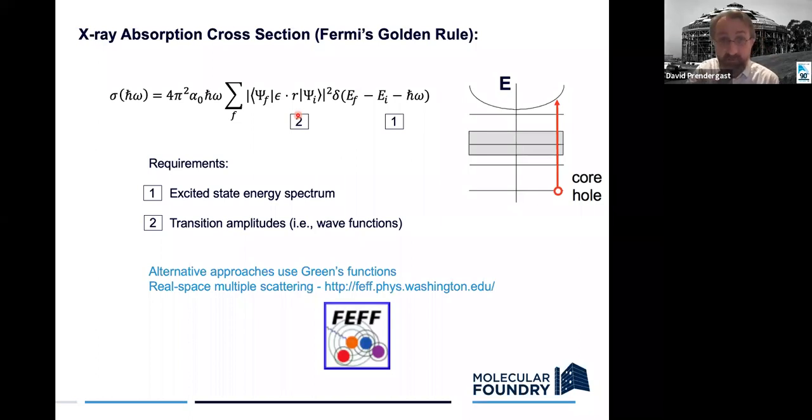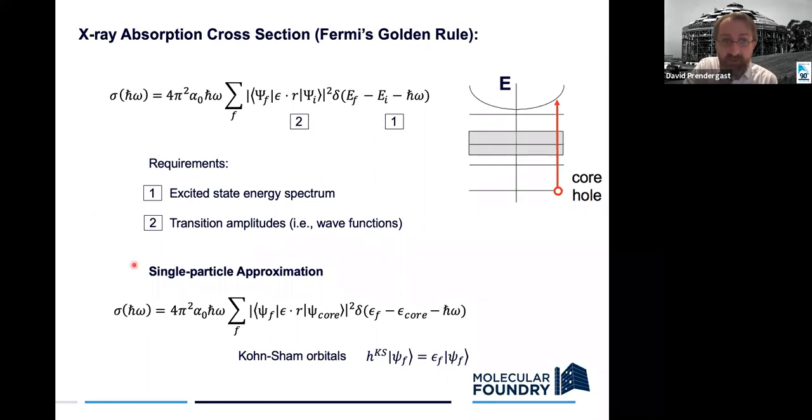Now there's an alternative approach which says you don't need wave functions, and I'm not going to talk about that here, but a friend of mine, Professor John Rehr at University of Washington, has a very famous code called FEFF that uses what's called real space multiple scattering to directly access the Green's function of the electronic system. And you can rewrite this expression in terms of the imaginary part of the electronic Green's function. And that can tell you directly about X-ray excitations as well. But we're going to focus on wave functions in this talk.